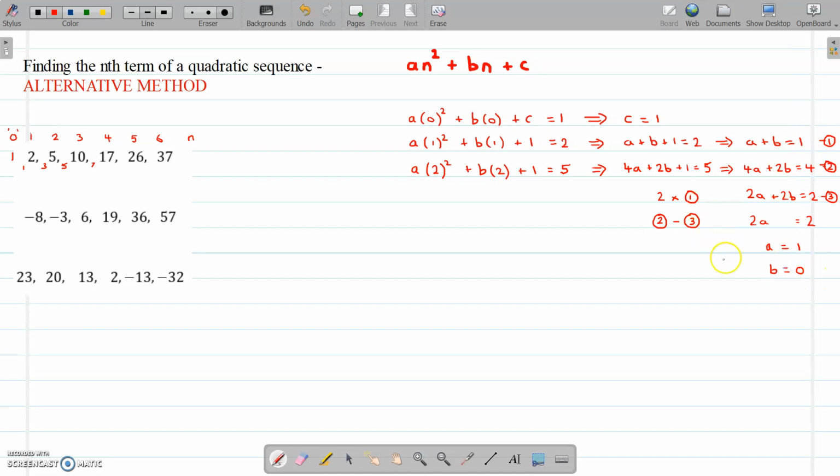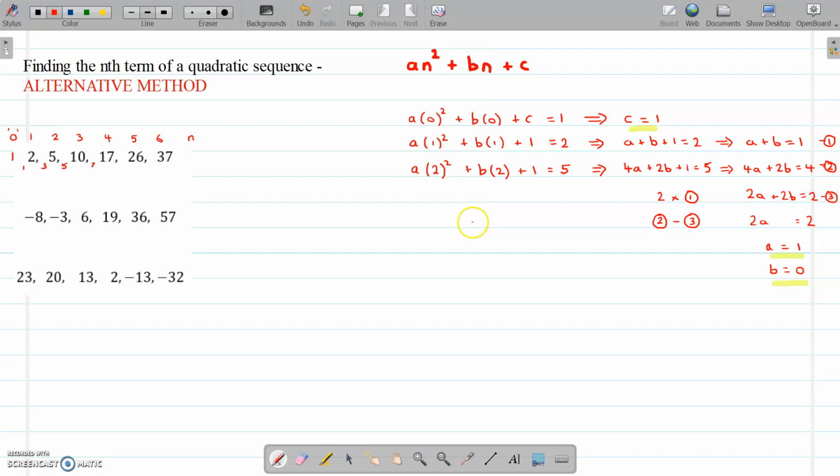So I know that my general formula can now be written as, I'll just highlight the three answers. So c is 1, a is 1, and b is 0. If I go to my original equation, a is 1.